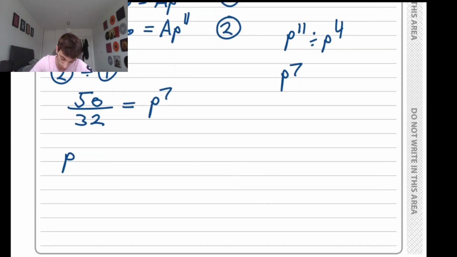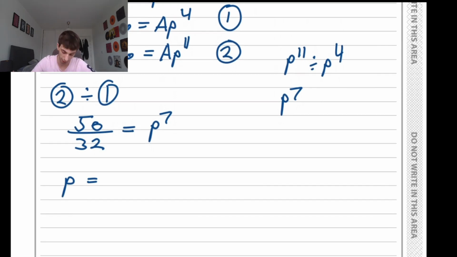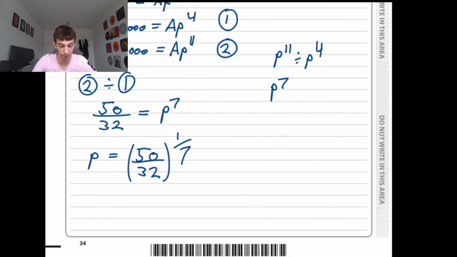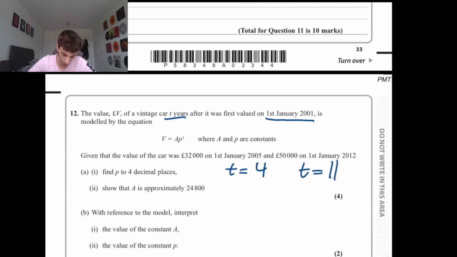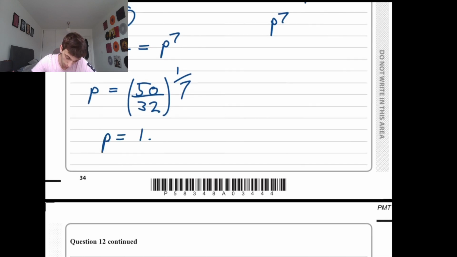So to find P, we can have P equal to the 7th root, or it might look a little bit nicer or easier in the calculator: P equals 50 over 32 to the power of 1 over 7. So plug that into your calculator. We have 50 divided by 32, put it to the power of 1/7. They want P to 4 decimal places, so we get that P equals 1.0658. So there's your value of P.